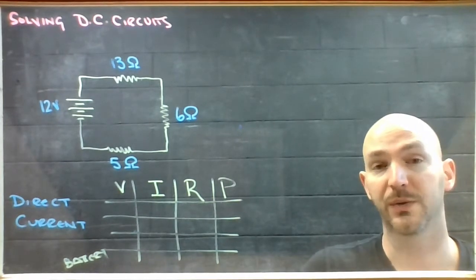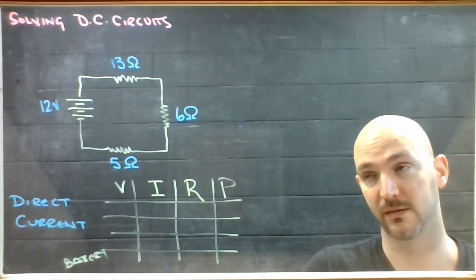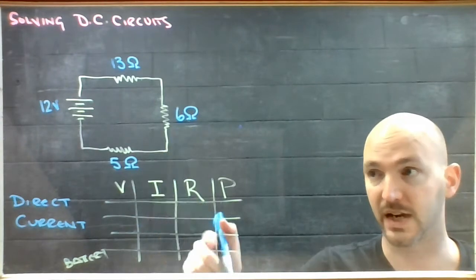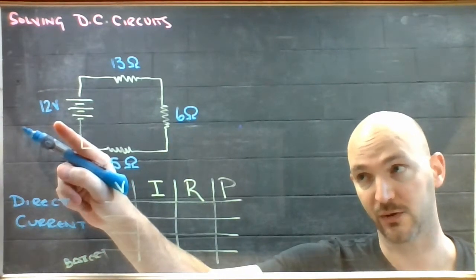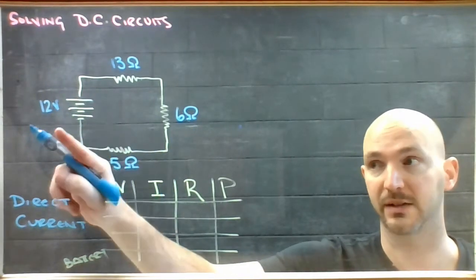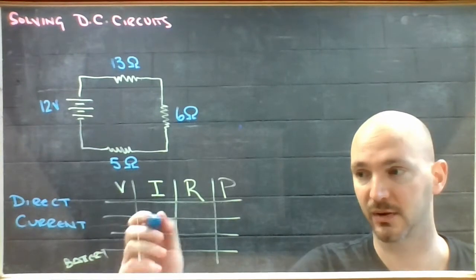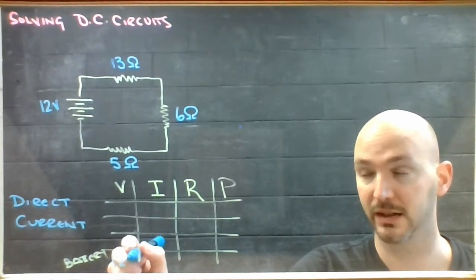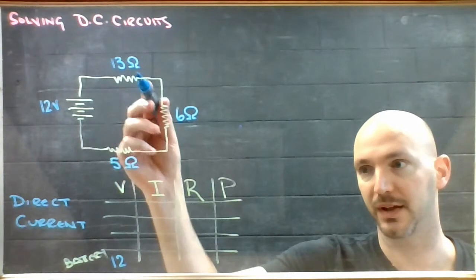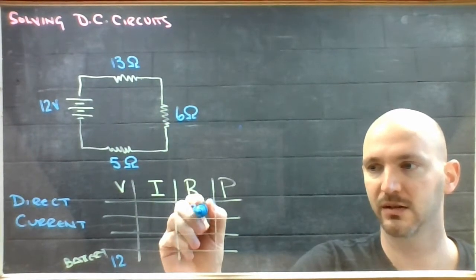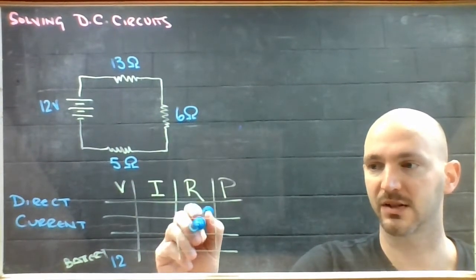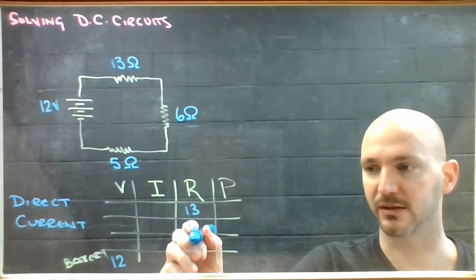So I can go through and I can gather a few of these pieces of information just from the diagram, right? I have this electron source here, that's the symbol for a battery, running at 12 volts. So I've connected a 12 volt battery in series with a 13 ohm resistor, a 6 ohm resistor, and a 5 ohm resistor.